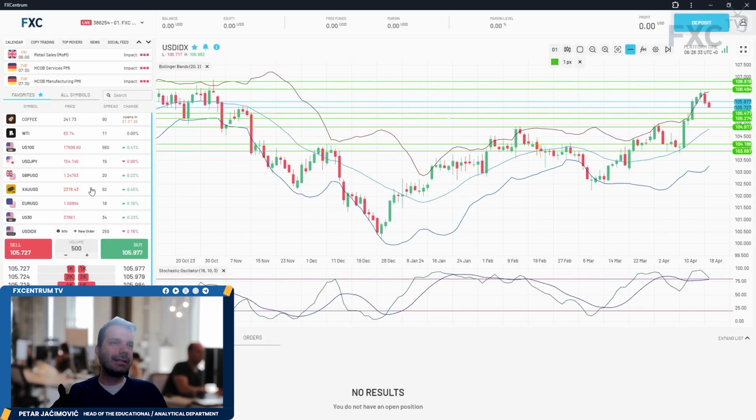So what we're experiencing now is basically corrections. Euro dollar is correcting to the upside, pound dollar is correcting to the upside, dollar index is correcting to the downside, and we have a consolidation on the gold that is going on in the last couple of days.